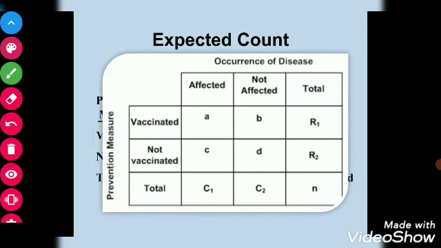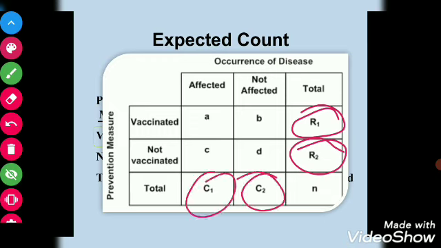Now you can present your data in this form also. A plus B is R1, the row 1 total, R2 is the row 2 total, C1 is the column 1 total, and C2 is the column 2 total, and N is the total number of observations.